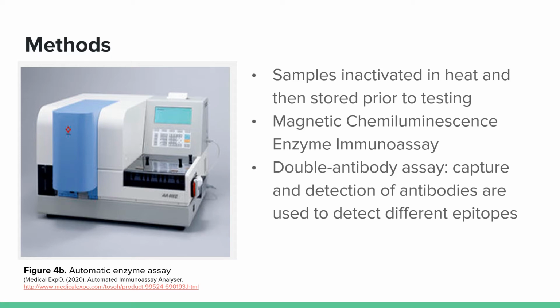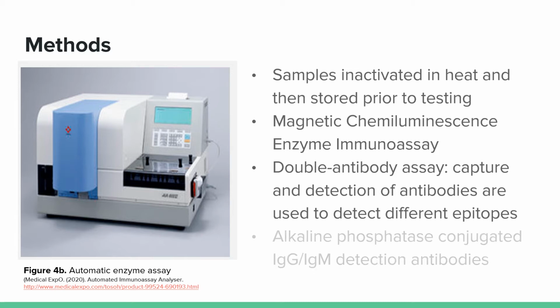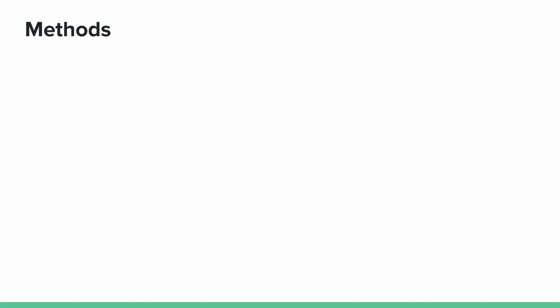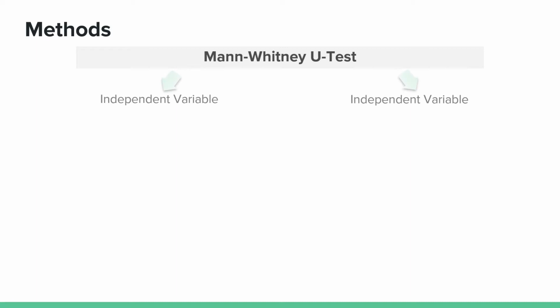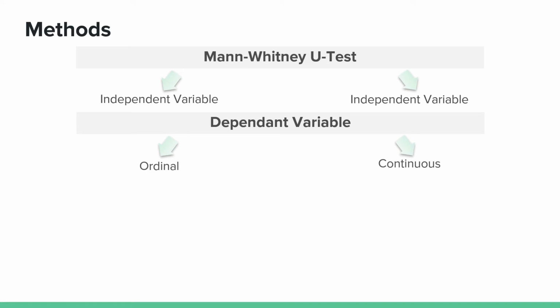The immunoassay in this experiment was conducted on an automatic magnetic chemiluminescence analyzer, with alkaline phosphatase conjugated IgG/IgM antibodies being used as the detection antibody. Statistical analyses on these studies were expressed as an IQR and were compared using a Mann-Whitney U test, where 2 independent groups are examined with the dependent variable being either ordinal or continuous, but not normally distributed.